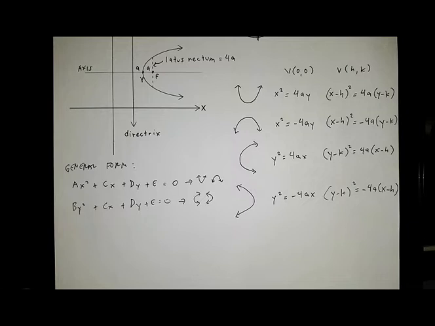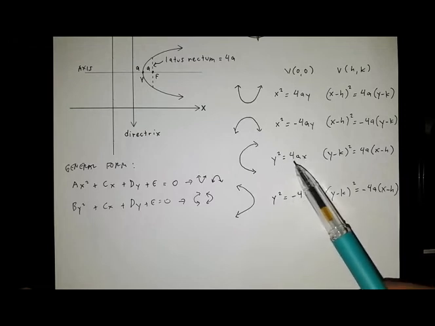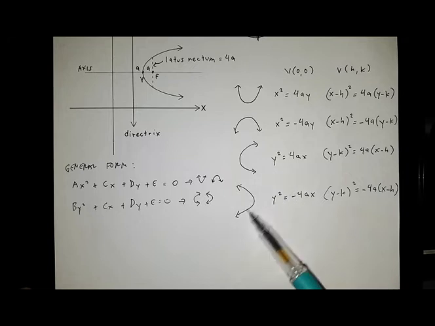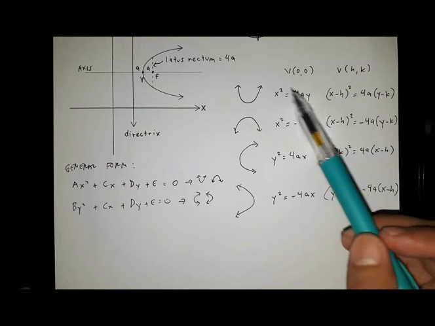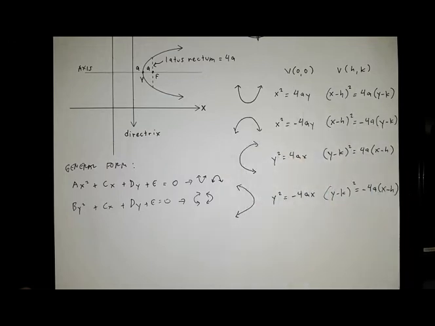So one thing you have to remember is that when the squared coefficient is y, your parabola opens either to the left or to the right. And when the squared coefficient is x, your parabola opens either upward or downward.